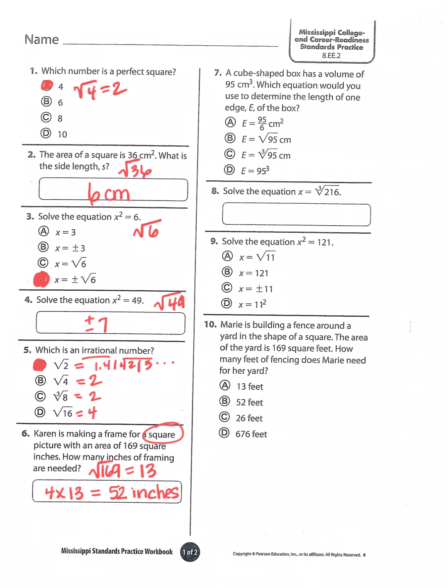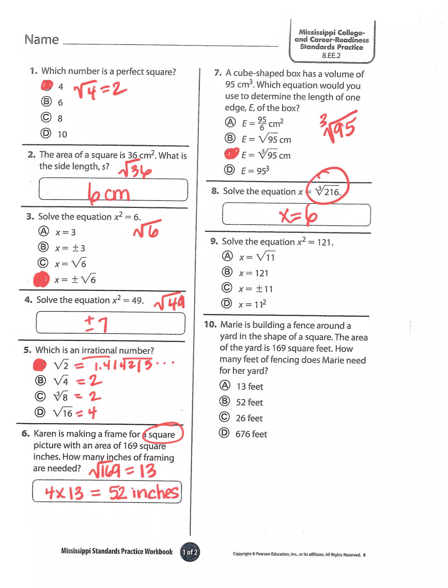Number 7, a cube-shaped box has a volume of 95. Which equation would you use to determine the length of one edge? You would do the cube root of 95. So that's C. Number 8, solve the equation x equals the cube root of 216. Well, you just punch that in your calculator. The cube root of 216 is x equals 6.